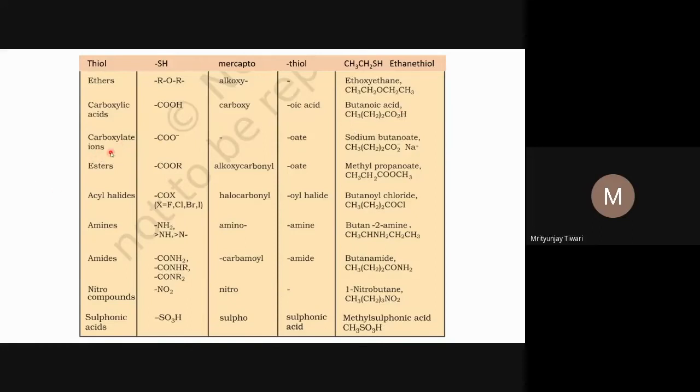Now the carboxylate ions. If ions are there, their reactivity will be highest. So for ions we write oate, and this will always be used as a suffix. There will be no prefix for this because it is the highest reactive part of the organic compound. So if any COO minus group is there, it is the principal functional group, and it will always use oate as the group suffix for this anion.